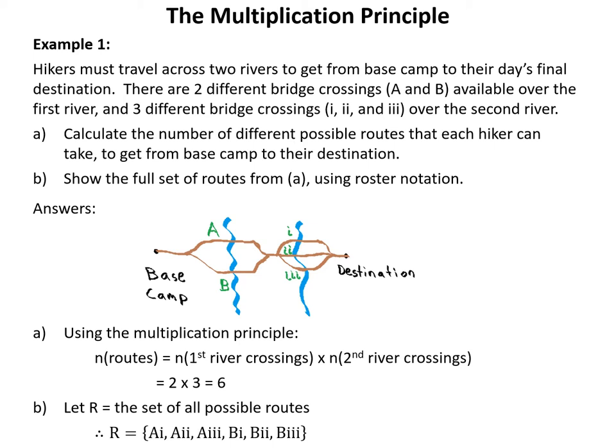For part B, we're being asked to list all of these possible routes, and this question actually serves to confirm that the correct number is 6, and it works as follows. We proceed systematically, and the list starts with all the possible routes if you choose bridge A for the first river crossing. So you can see there's three possibilities for that, AI, AII, and AIII. And then the same if we chose bridge B instead for the first river, and then we get BI, BII, and BIII.